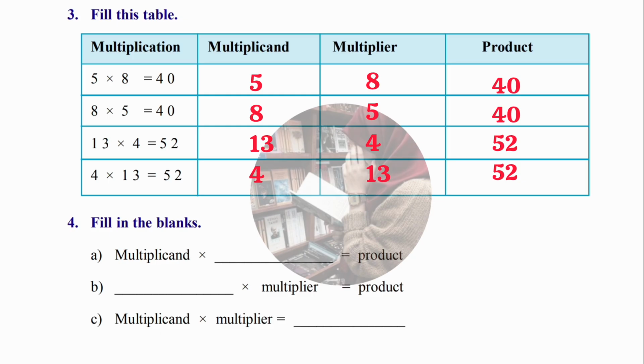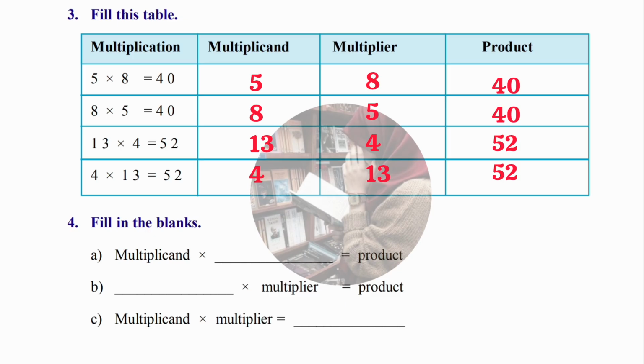Next one, 8 multiplied by 5 equal to 40. Here multiplicand is 8, multiplier is 5 and the result, the product, is 40. Next third one, 13 multiplied by 4. Here 13 is multiplicand, 4 is the multiplier and 52 is the product. Next last one, 4 multiplied by 13 is 52. Here 4 is a multiplicand, 13 is a multiplier and 52 is a product. Got it guys? Write down neatly without any mistake. Please pause it and write it down.